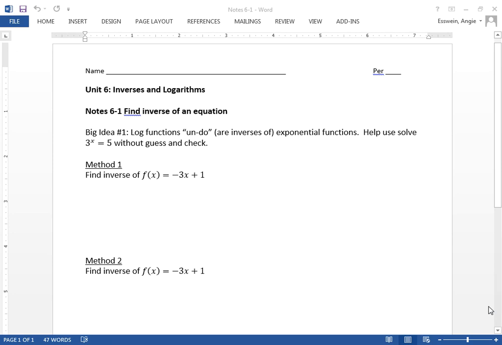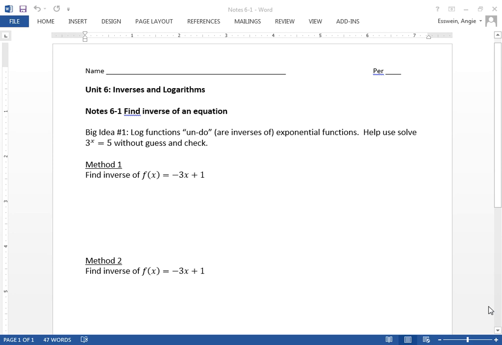Hopefully you remember in Unit 5, it was exponential functions, and we would do things like compounding interest. And I would say, well, how long will it take you to make such and such amount of money with a certain interest rate? And you basically weren't able to solve it unless you did guess and check, unless you plugged in some values for the exponent until you got close to the answer. Well, we want to be able to do that without using guess and check. We want to find it exactly. So logarithms will help us do that.